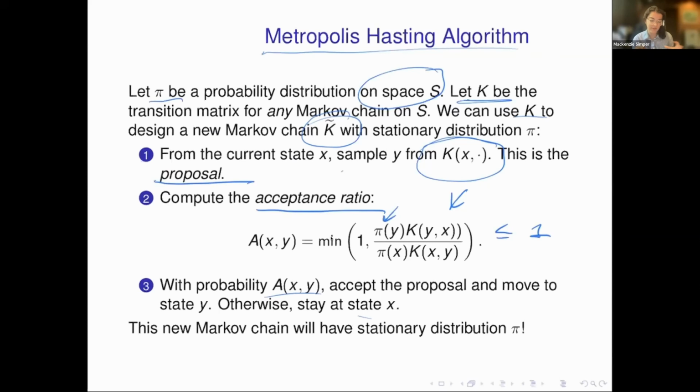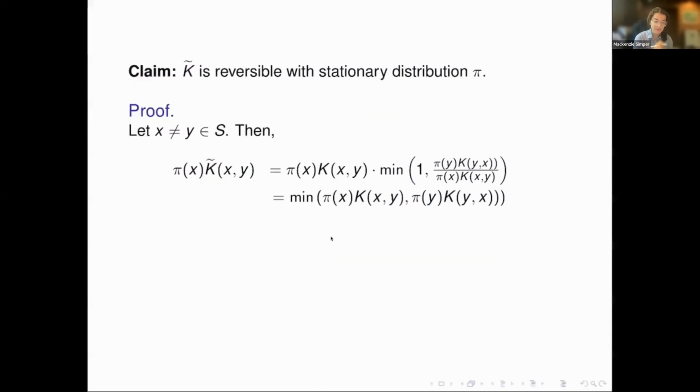It might be kind of weird to think about why that is just by describing this algorithm, but it's actually really easy to prove using what we talked about, a Markov chain being reversible. So we want to show the stationary distribution is pi if pi of x, k tilde xy equals pi of y, k tilde yx. If we can show that, then we know the stationary distribution is pi.